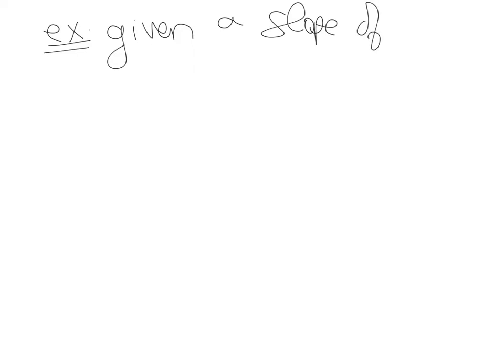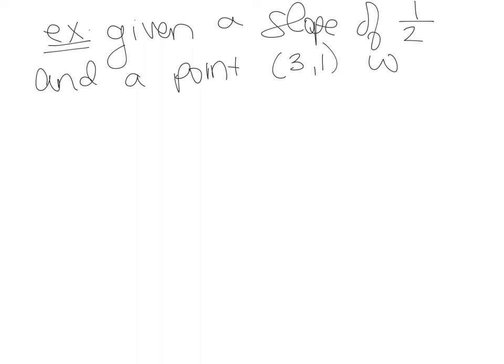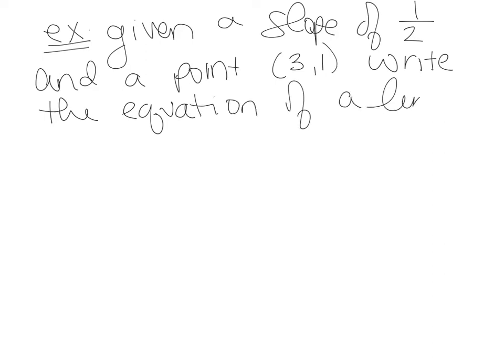And I keep writing with a highlighter. Example. Given a slope of 1/2 and a point 0.31, write the equation of a line. So go ahead and pause this video and let's try this one on your own, and then we'll bring it back.